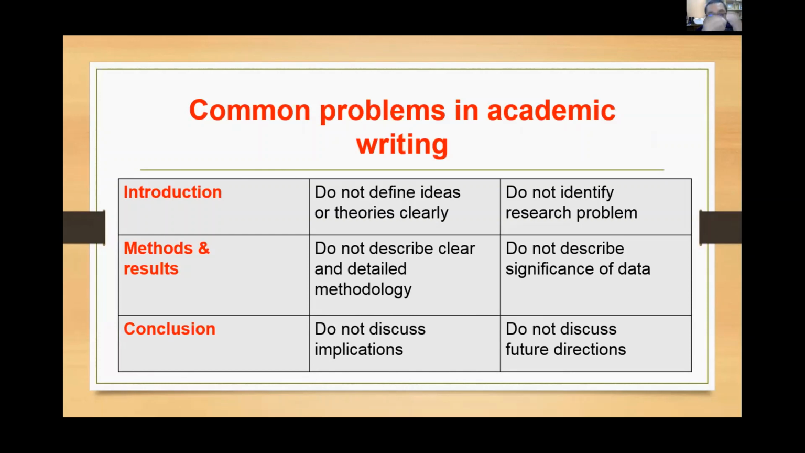Common problems in academic writing. In the introduction, you do not define the idea or theory clearly, or do not identify the research problem. These are all common problems that always happen in writing, especially in the introduction. You never define the idea or theory, what kind of theory or idea you try to use or apply here, and do not identify your research problem. What's the problem statement? If you don't have a problem, then how come you have an objective?